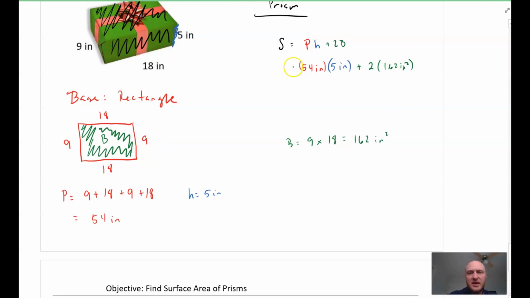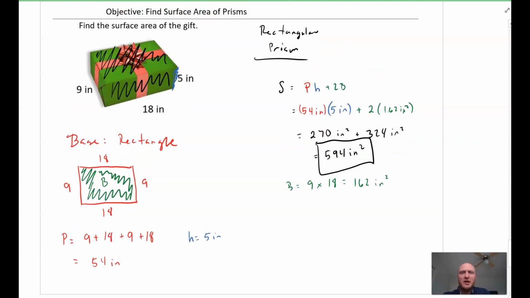Okay, so we'll go ahead and plug all of this in. Well, I know that this is 54 times 5, 270 square inches, plus 162 times 2 is 324 square inches. Gives us 594 square inches. Much simpler than our triangular prisms. Rectangular prisms are nice and easy.